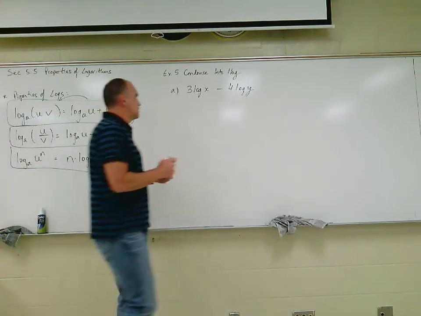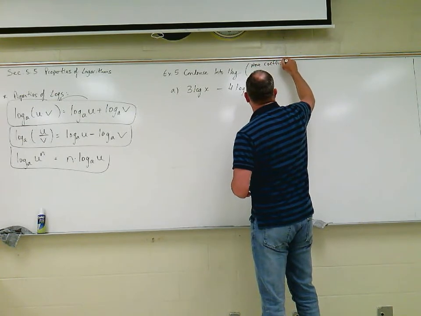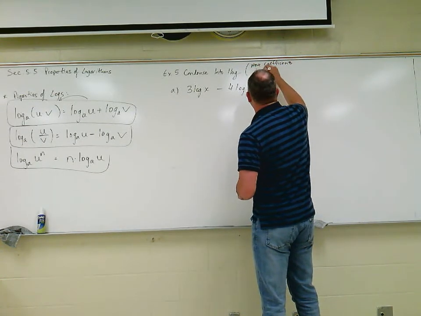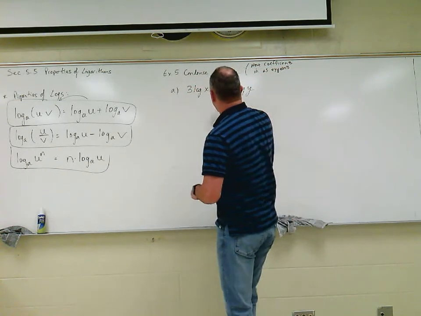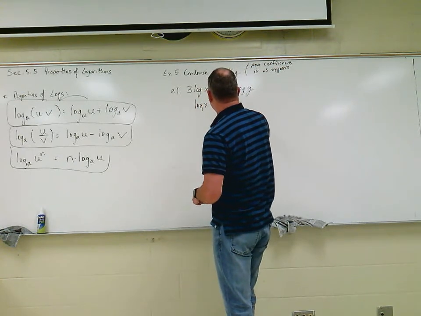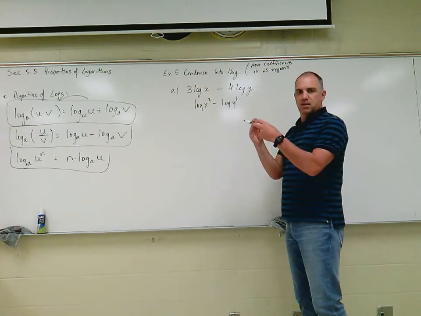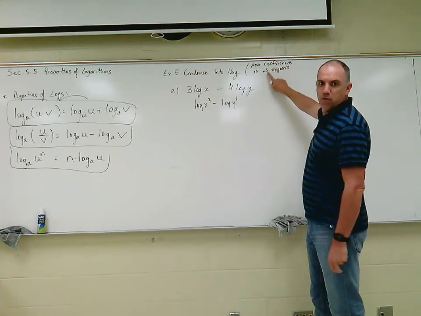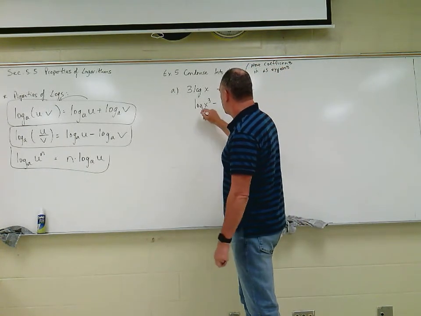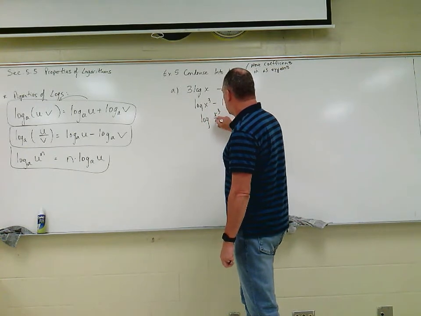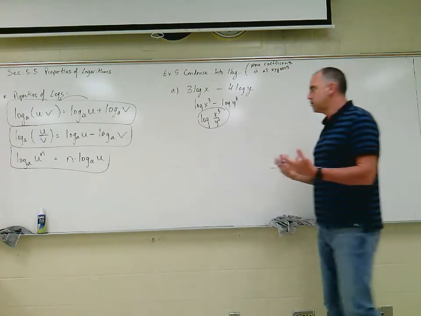So the first thing when I'm condensing is I'm going to move coefficients, and coefficients are the numbers in front, in as exponents. I always look to do that first. So I'll move the 3 and the 4 in. So I get log of x cubed minus log of y to the 4th. Then after I've done that, now I can make it into one log. Always move coefficients in as exponents first. And now, I have 2 logs of subtraction, that equals 1 log of division. Okay, there you go.